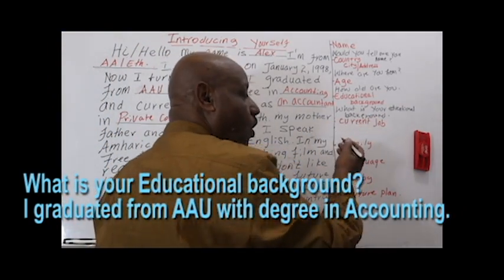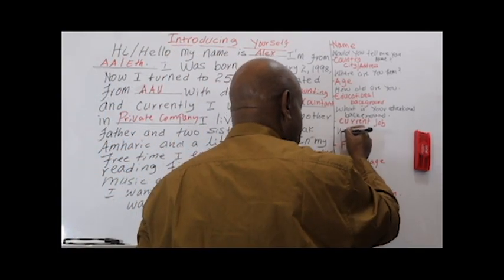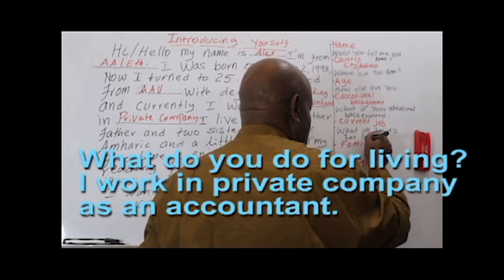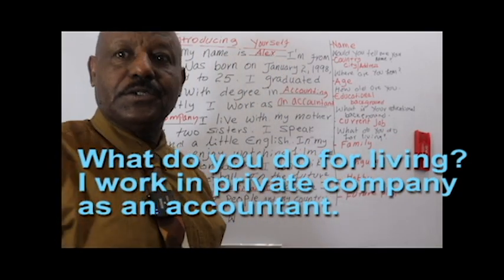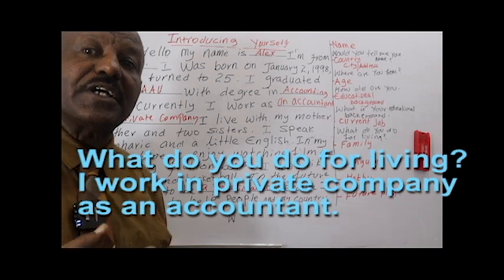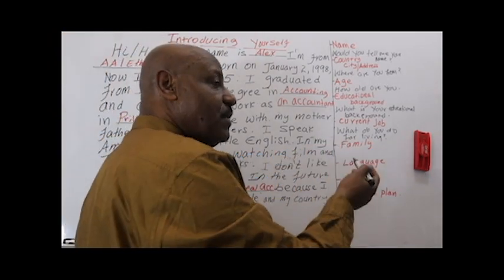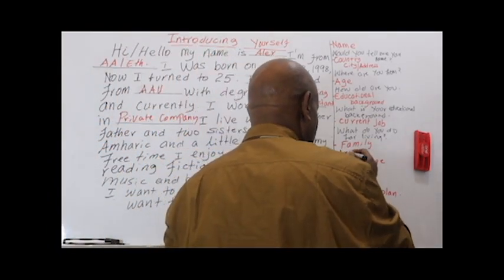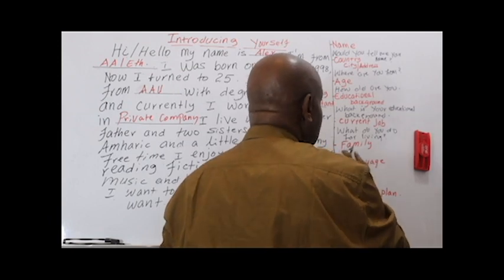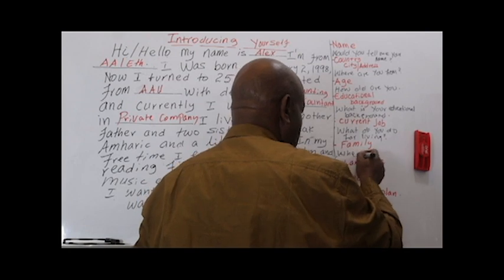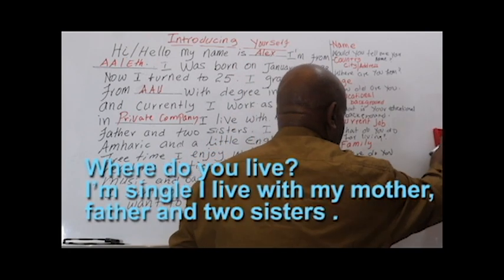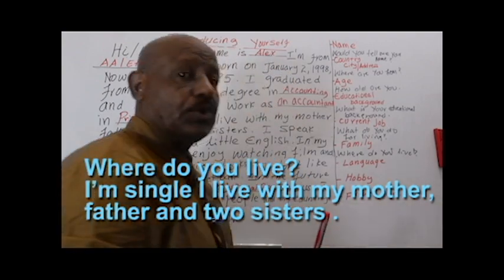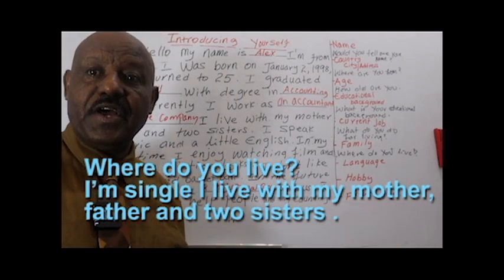Can you tell me your current job or what do you do for a living? What do you do for a living? So he can say, I work in a private company as an accountant. Are you married? Can you tell me your marital status? Or where do you live? Where do you live? So I am single. I live with my mother, father, and two sisters.